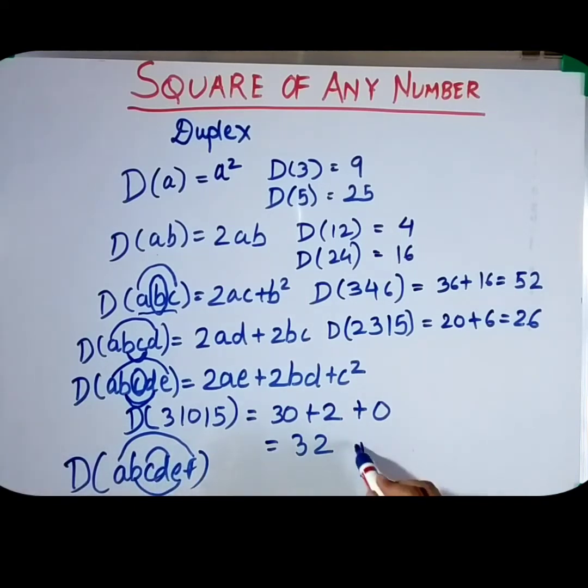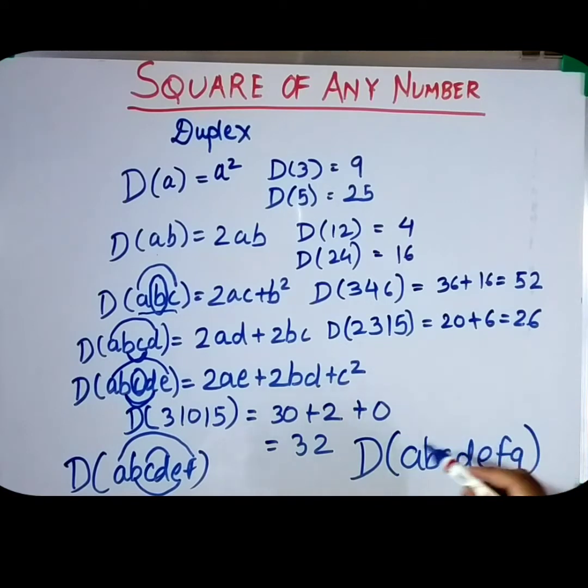Suppose I have to find the duplex of a 7-digit number. So what I will do? A, B, C, D, E, F and G. So A into G, B into F, C into E and the D square. Okay, and it may be any number length. You have to find it with this formula.